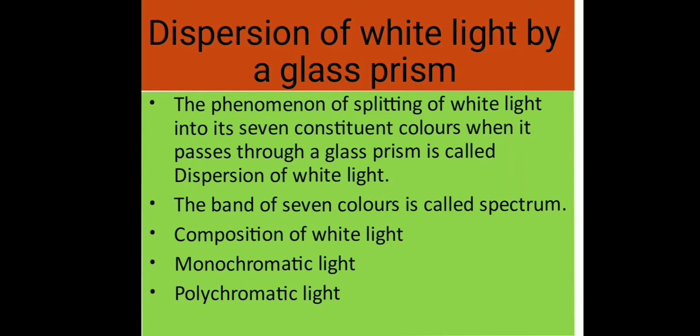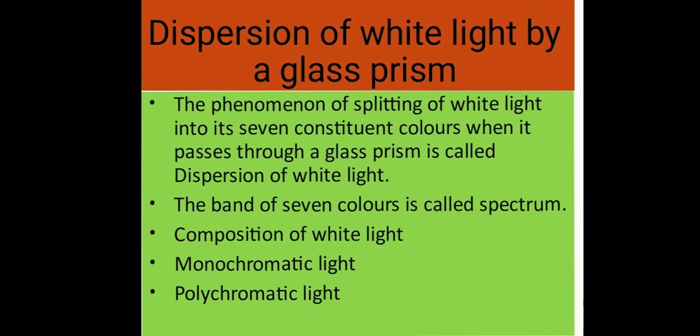The different component colors of light bend at different angles with respect to the incident angle. The violet light bends the least while the red bends the most. Now come to the composition of white light. White light consists of 7 colors, that is violet, indigo, blue, green, yellow, orange, and red.